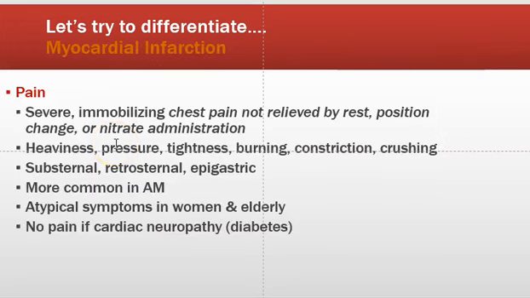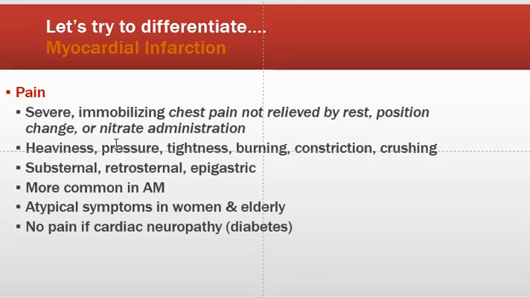And then myocardial infarction, acute coronary syndrome, myocardial infarction. This is what your MI will look like. And so what I want you to do once we get through this is to just sort of mull this over in your mind and compare and contrast them. How will you be able to tell the difference? So again, severe immobilizing chest pain. Now, angina can be somewhat immobilizing for people, but it's not relieved by rest or position change or nitrate administration. So with an MI, nitrates are not going to make it better.